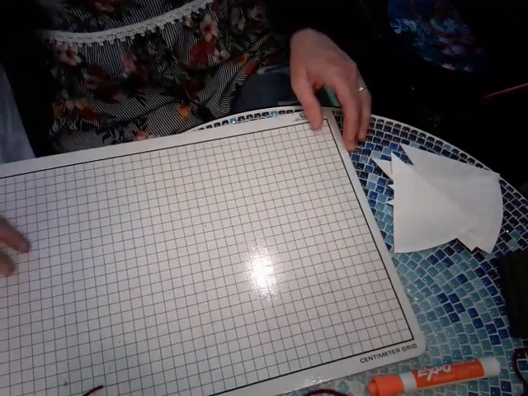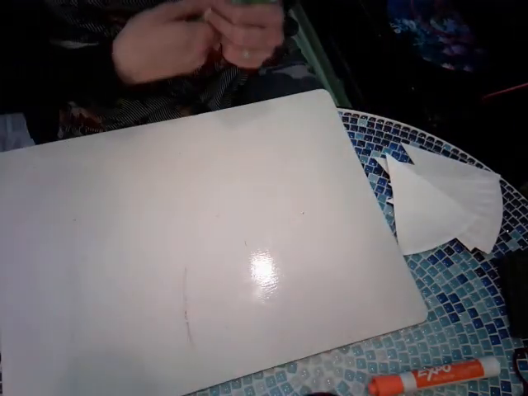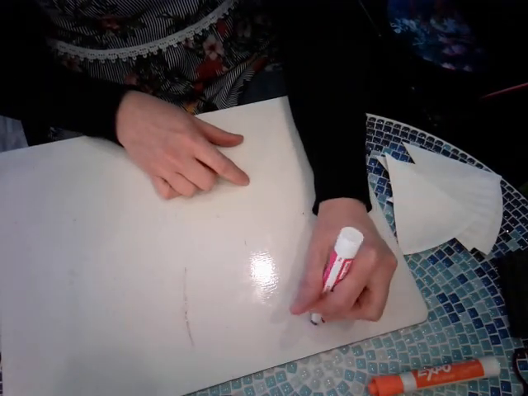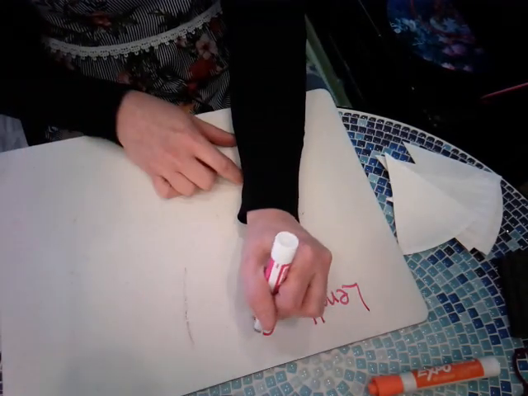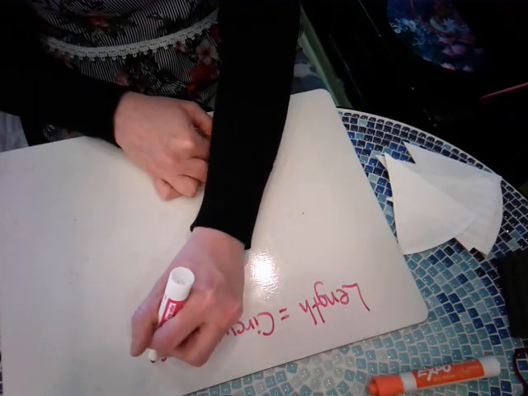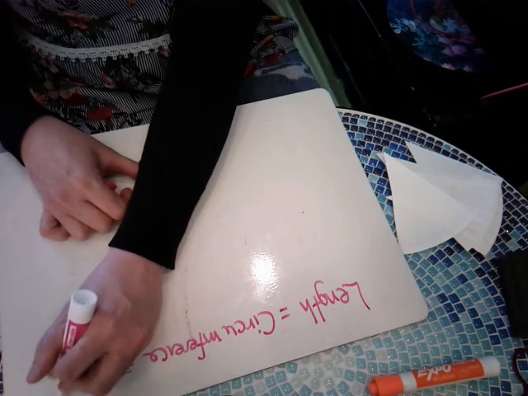I want you to think about it while I turn this over. So the length around all of the edges is the circumference, right? And the circumference is pi times d.